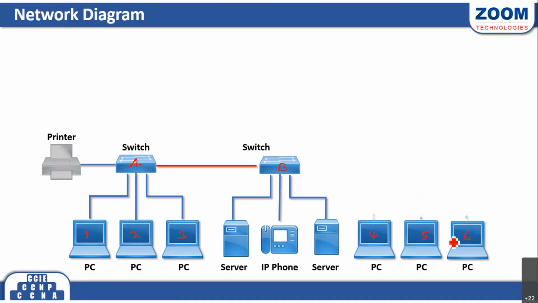Now to centralize the wireless devices 4, 5, 6 so they can communicate, which device do we require? An access point. Give one access point and connect all the devices to the access point. So 4, 5, 6 can share data and communicate. But how can 4, 5, 6 users communicate with the wired devices, PC1, PC2, PC3 and the servers?